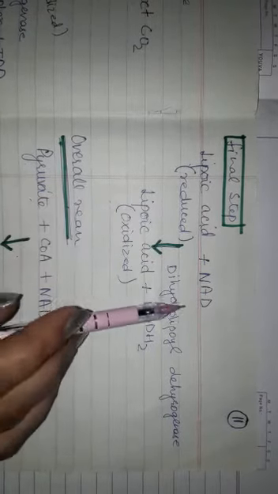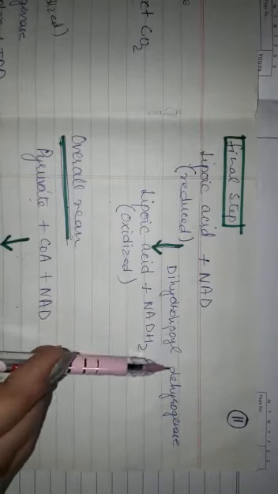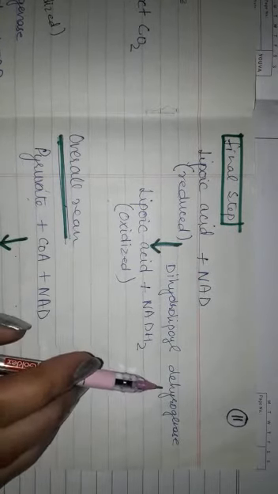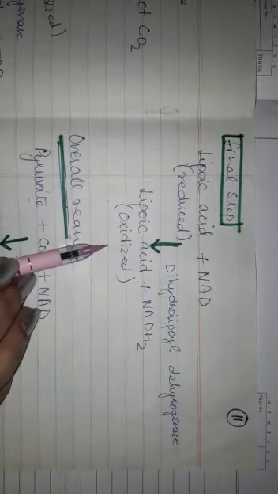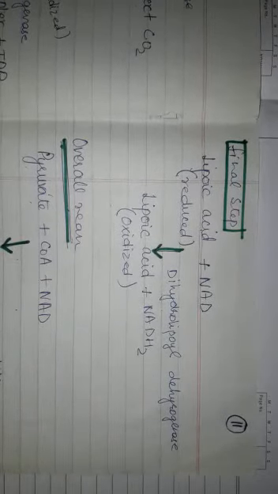Now this reduced lipoic acid formed in the previous step combines with fifth cofactor NAD in the presence of enzyme dihydrolipoyl dehydrogenase, and it forms oxidized lipoic acid and NADH2. Now what is the overall reaction?